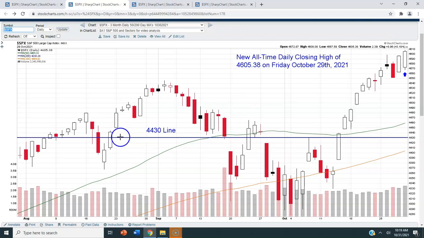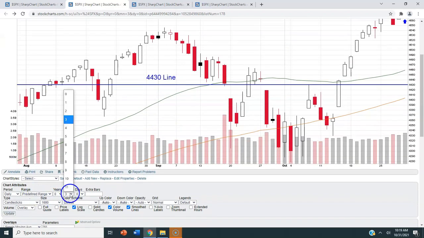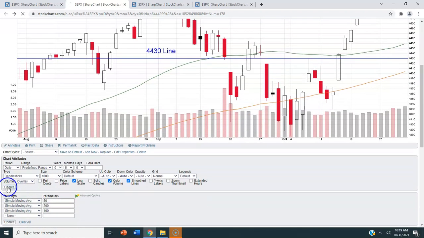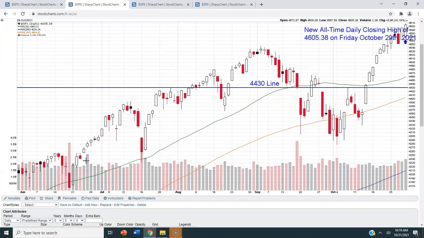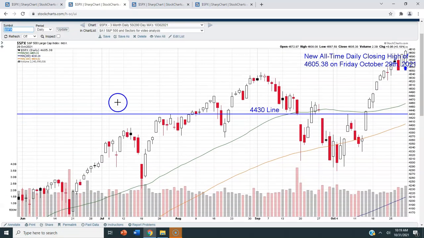But this 4430 line, I want to show you just how important this is. So I'm going to back this up a couple more months here, because I want you to see the first time we ever traded up to 4430 was right here back in the latter part of July. You can see this daily candle got up to this, and the wick of the candle kissed that 4430 line, but we couldn't get above it, right?